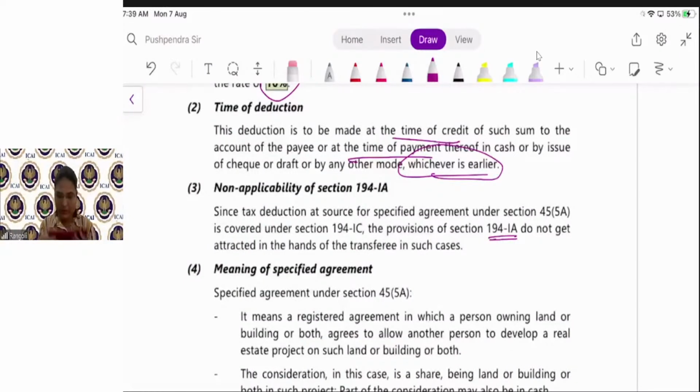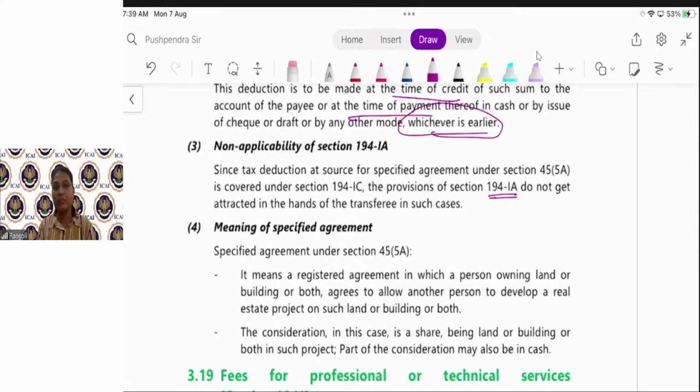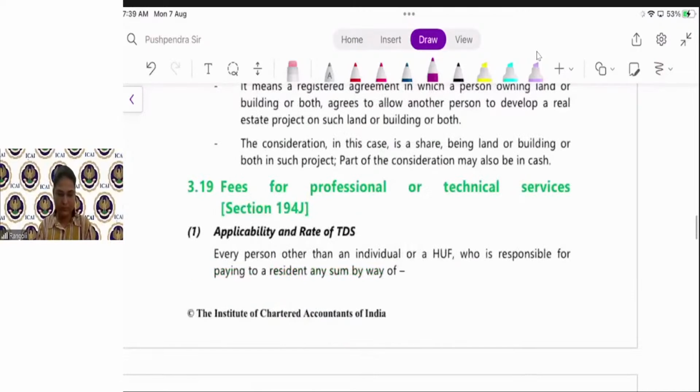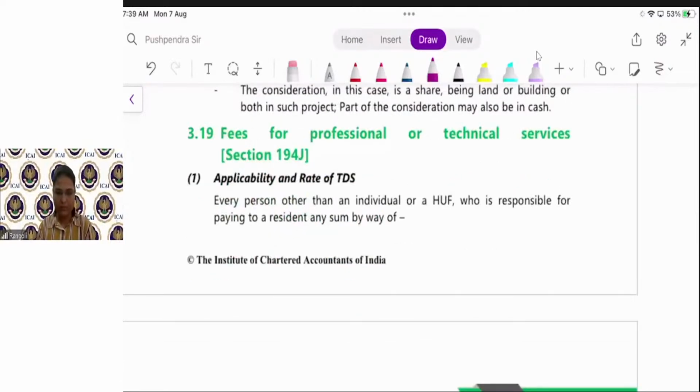Is that clear, everyone? Just go through the provision. I'll give you 1 minute, and if you are having any doubt under section 194 IC, please let me know quickly, my dear friend. After that, we'll discuss section 194J, that is fees for professional or technical services.